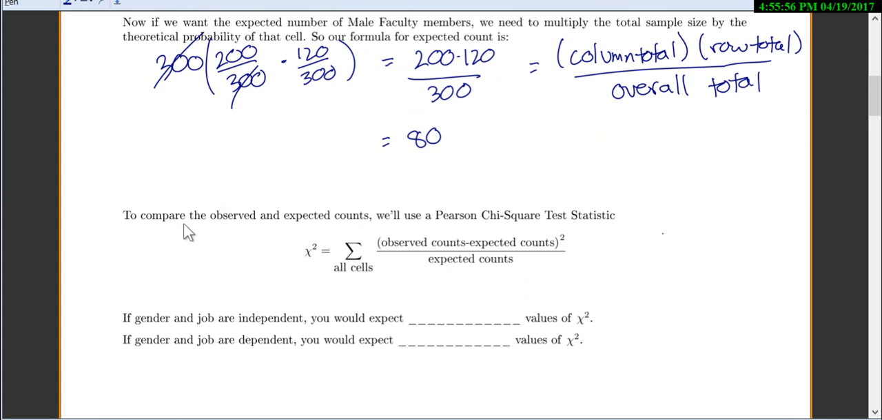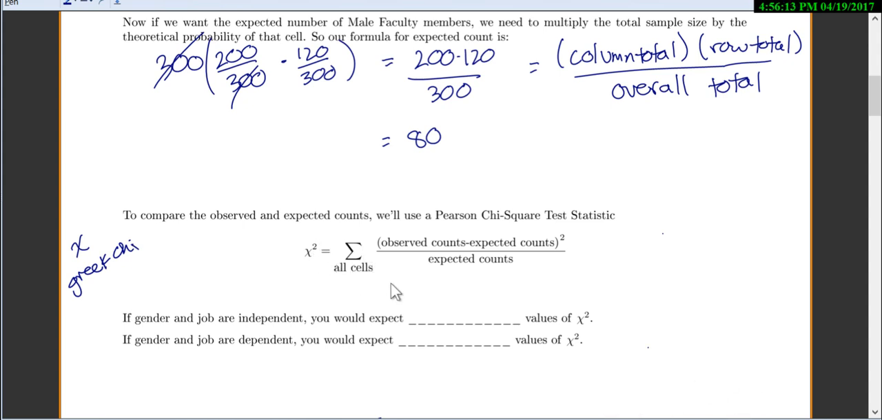So what we actually do to compare our observed and expected counts is use a Pearson Chi-Square test statistic. So you have this little X-looking thing that's a little bit fancy. This is our Greek chi. So we always call it chi squared.